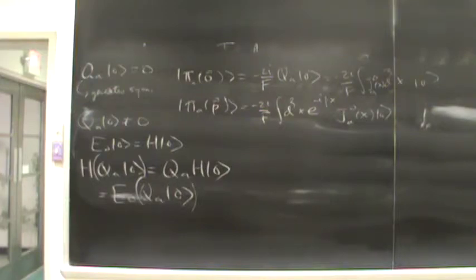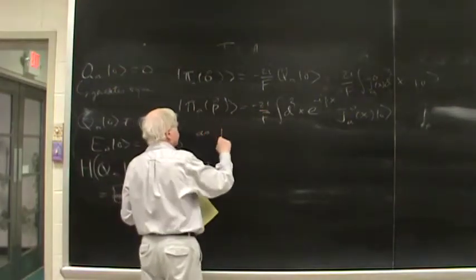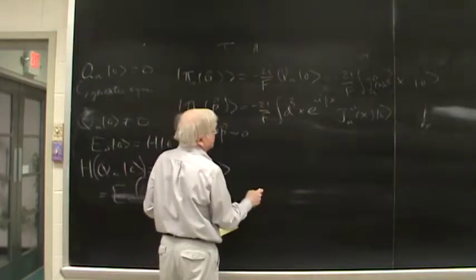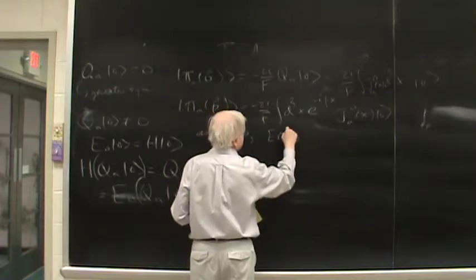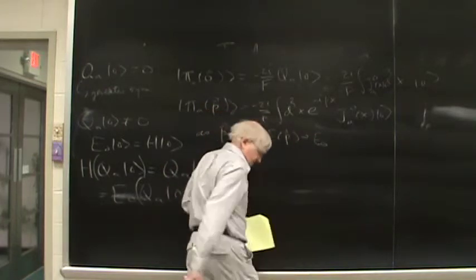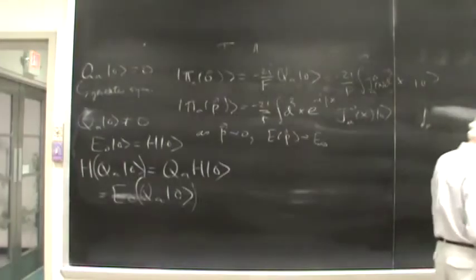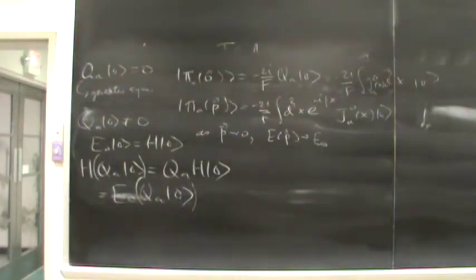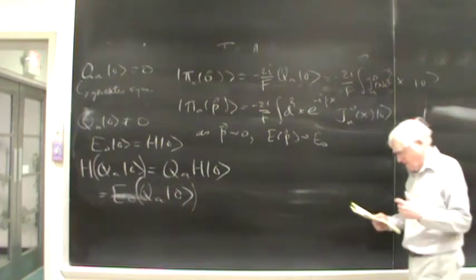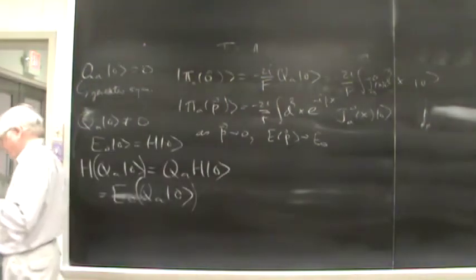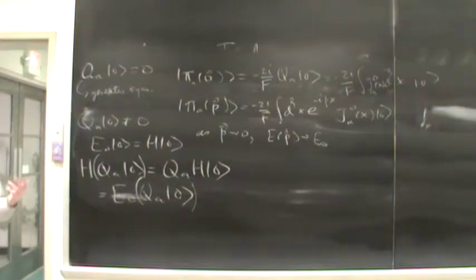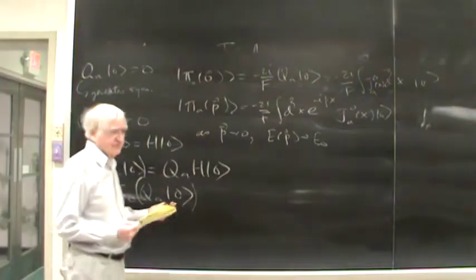On the other hand, as p goes to 0, this thing goes to that, and the energy goes to E0, so this is a state of energy of a massless state. So we have a zero mass particle for every generator of a symmetry of the action whose charge does not annihilate the vacuum.